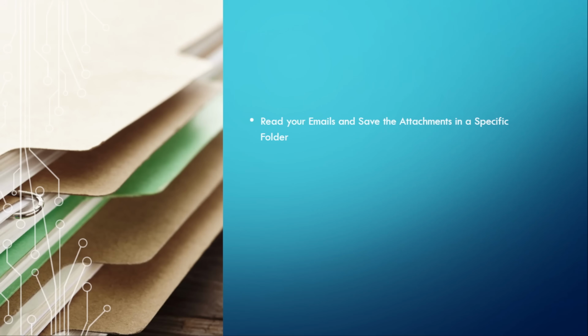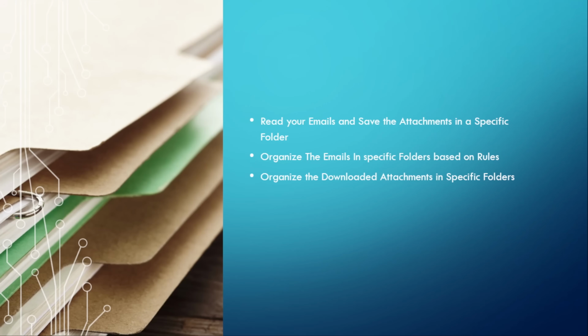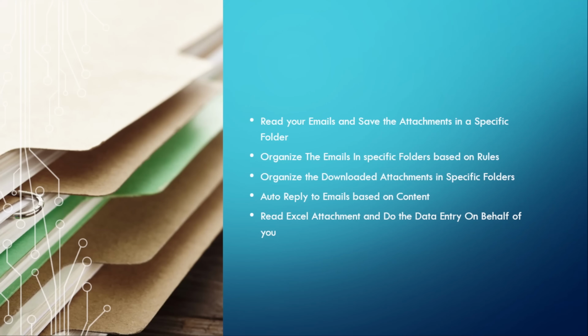Power Automate, for example, can read your emails and save the attachment in a specific folder. And it can organize the emails in specific folders in your inbox or your email client based on rules. And it can organize the downloaded attachment in a specific folder, and you can define the rules for it. And it can also auto reply to emails based on the content of the email. Not only that, it can read an Excel attachment and do the data entry on your behalf in the application which your organization is using.